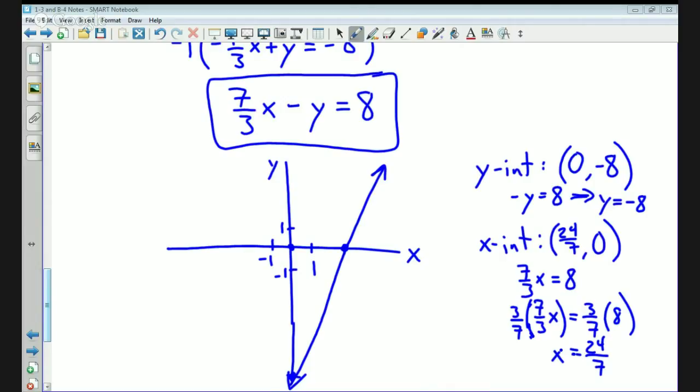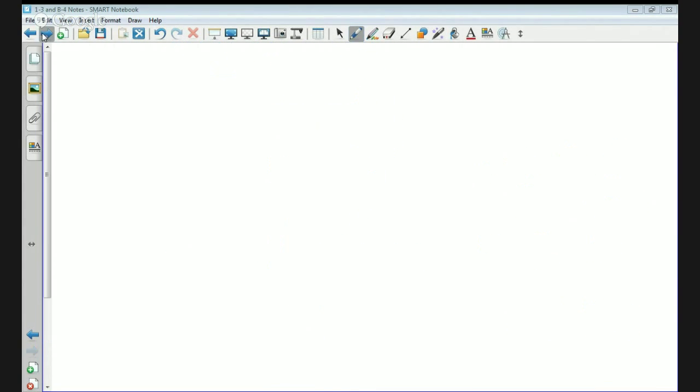Certain books and certain topics, as I said, business, I see that a lot in the business math. They love to use this because it's real easy to talk about. Okay, last stuff we're going to talk about in 1.3 is the idea of horizontal lines and vertical lines.